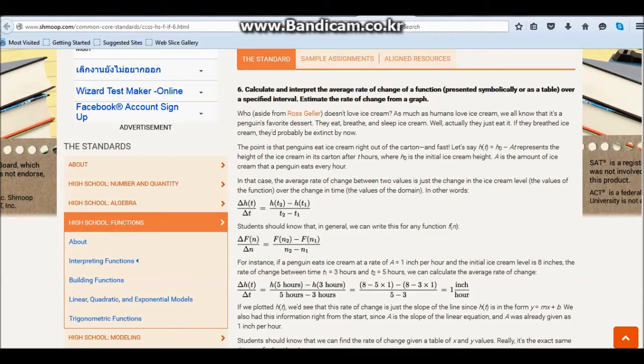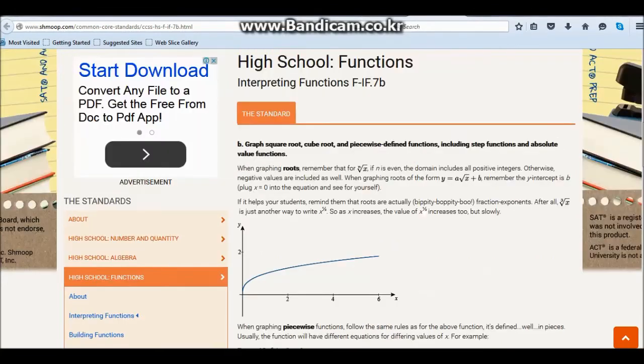FIF6. Calculate and interpret the average rate of change of a function, presented symbolically or as a table, over a specified interval. Estimate the rate of change from a graph. FIF7b. Graph square root, cube root, and piecewise-defined functions, including step functions and absolute value functions.